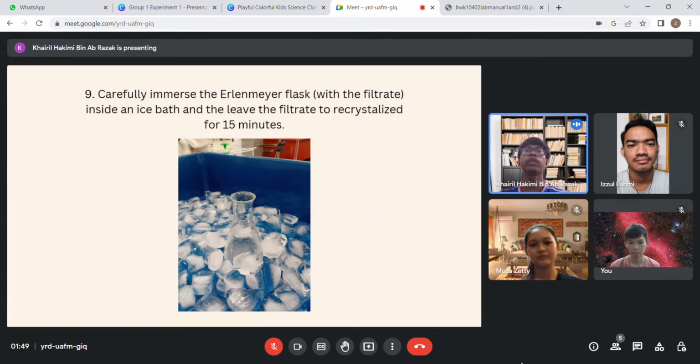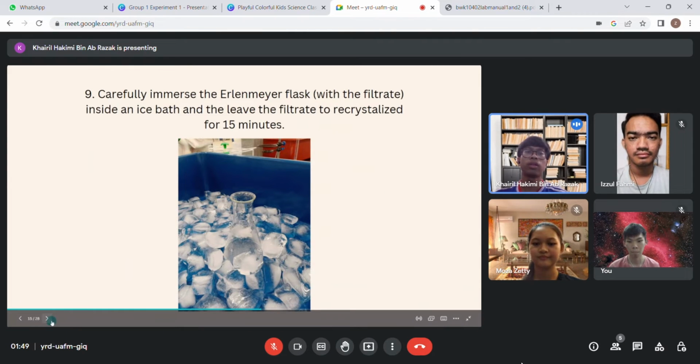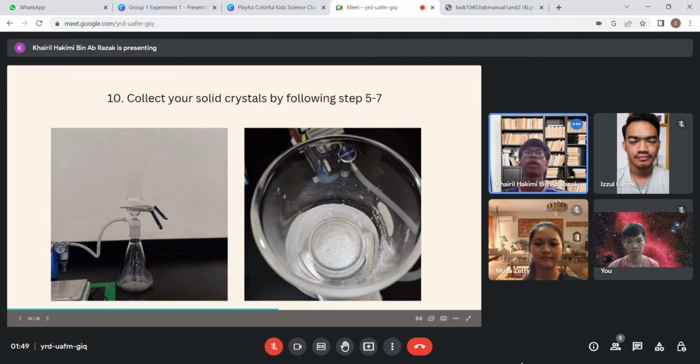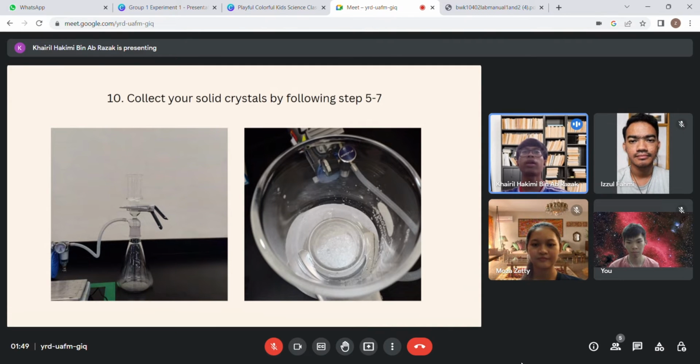Then carefully immerse the flask with filtrate inside an ice bath and leave the filtrate to recrystallize for 15 minutes. And number 10, collect your solid crystals by following steps 5 to 7. You can see that there are some solid crystals on top of the filter paper.